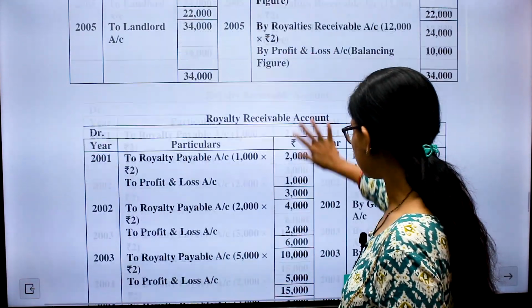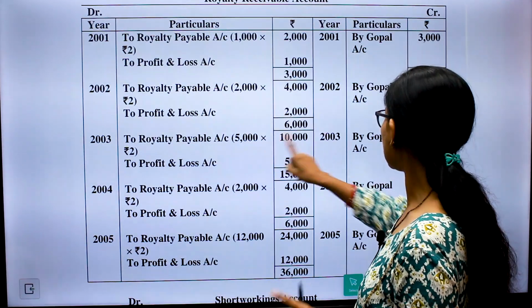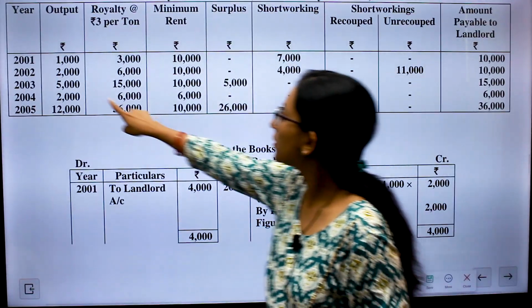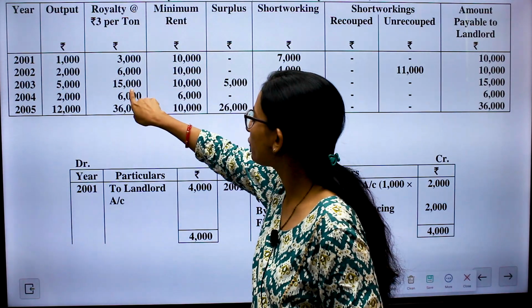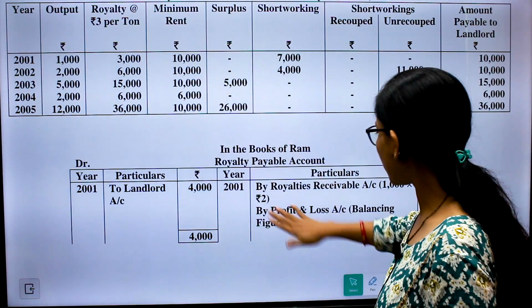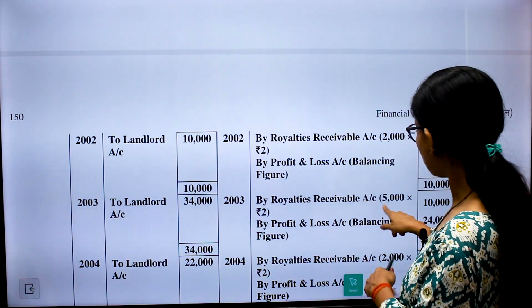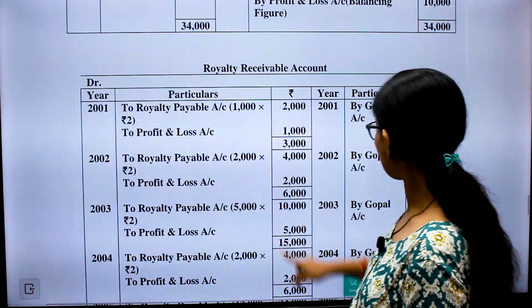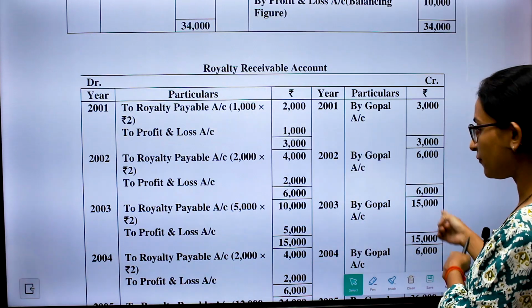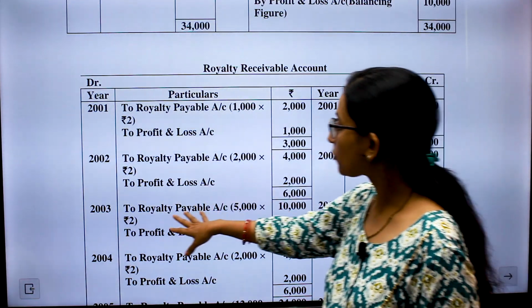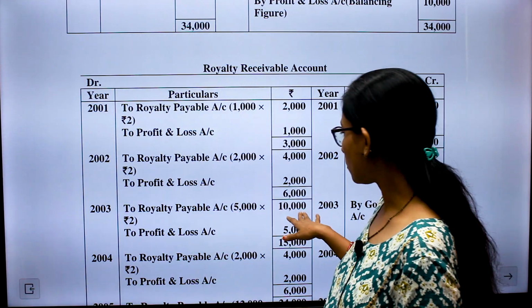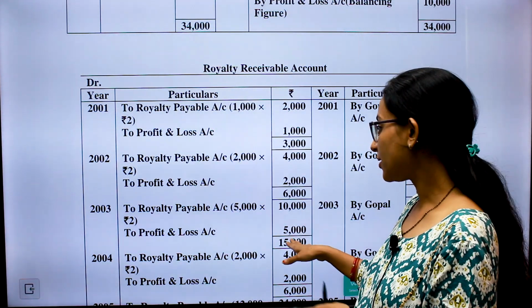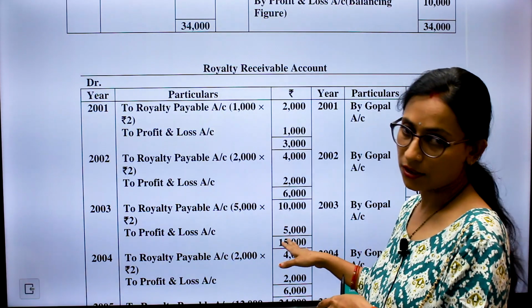Now in the third year, Gopal is going to pay rupees 15,000. How much has he paid in the third year? Royalty received by Ram is 10,000. So we will credit Gopal by 15,000. We will debit royalty payable with 10,000. The balance amount, rupees 5,000, will be transferred to the profit and loss account.